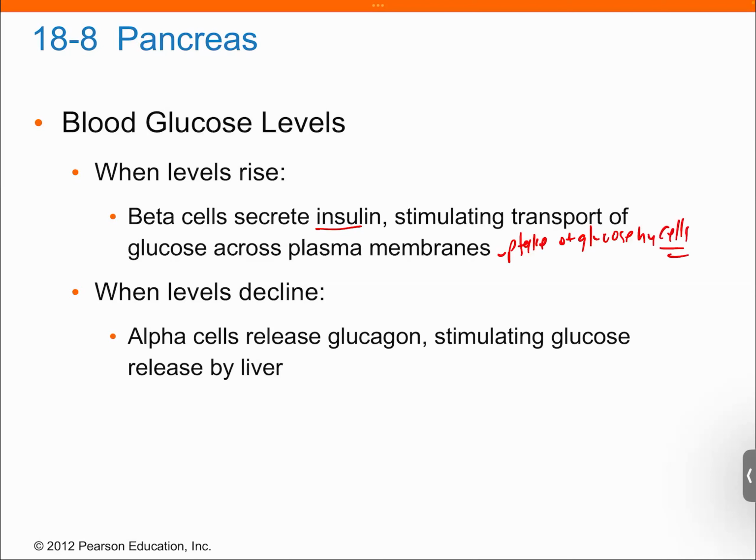So the target cells are going to take the glucose out of the bloodstream, and that's going to reduce your blood glucose levels, right? That's what insulin does. However, when your blood glucose levels trough, then you're going to secrete glucagon, and this is going to stimulate the release of glucose by the liver. So go to that whole glycogen breakdown thing, and then releasing that glucose in the liver, that's what glucagon is going to do. Okay. So if you're hyperglycemic, then you're going to get an insulin response. If you're hypoglycemic, then you're going to get a glucagon response.